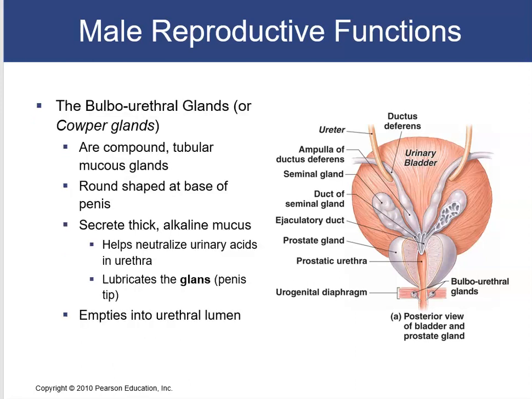Another accessory gland are the bulbal urethra glands. They were once upon a time referred to as the Cowper glands. You can see them here on either side. These are compound tubular mucus glands. They are round-shaped glands right at the base of the penis. They secrete a thick alkaline mucus. This helps to neutralize the urinary acids in the urethra, as well as helping to lubricate the glands, which is the tip of the penis. This will empty into the lumen of the urethra also at the time of ejaculation.